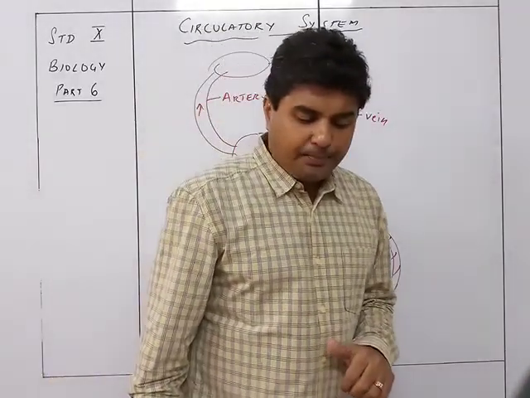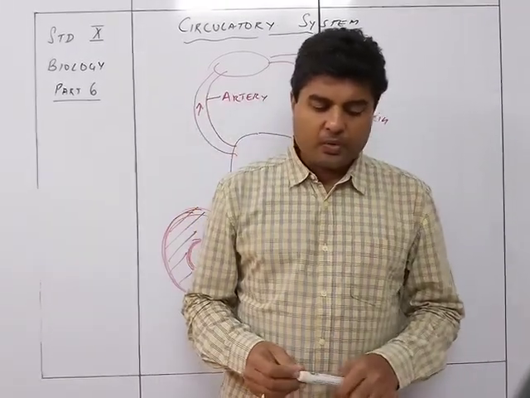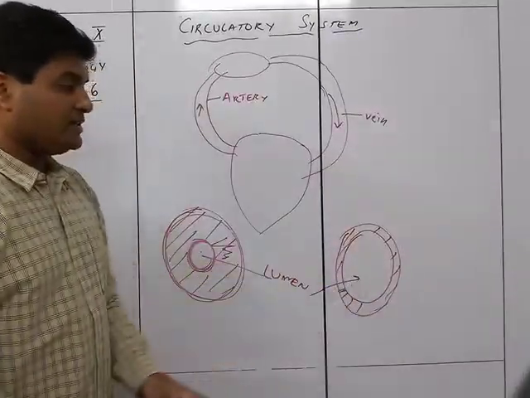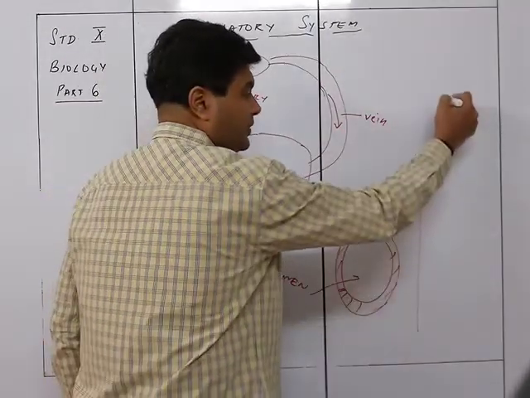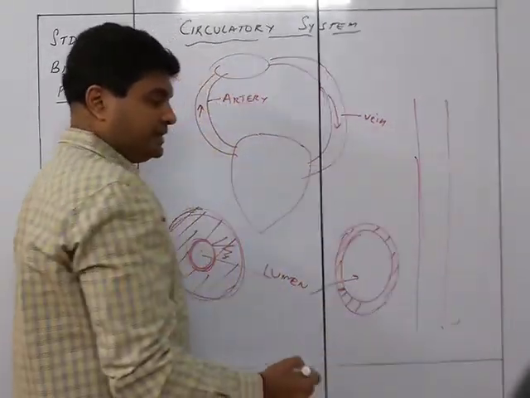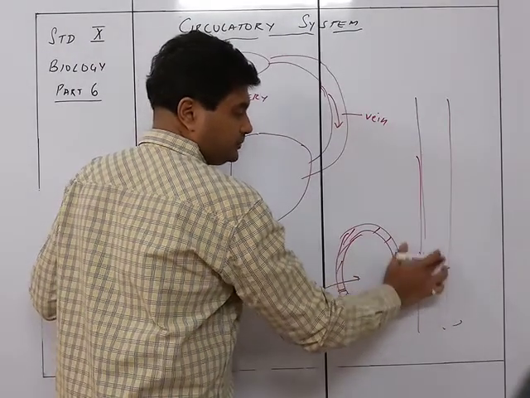It contains thin pocket valves whose opening faces the direction of the heart. These valves prevent the backflow of the blood. Now, these ones are like this. Take the whole thing as one vein that is going from the leg up toward the heart. So this will have valves over here like this. There will be valves over here like this.